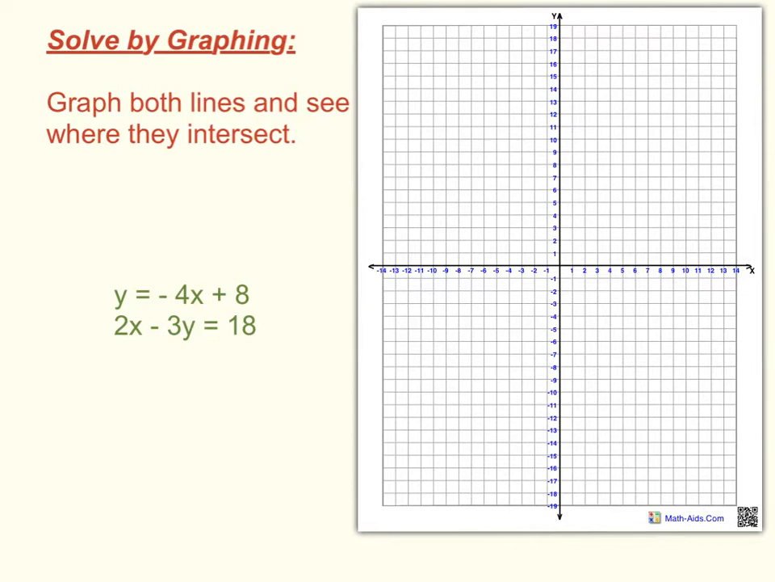So what I need to do when I graph is I need to start up here at the 8, and then my slope happens to be a negative 4. So I'm going to go down 4 and over 1. And I'm actually going to do that several times. You want to be as accurate as possible when you're solving by graphing, so your answer is easy to see. So there's your first line.